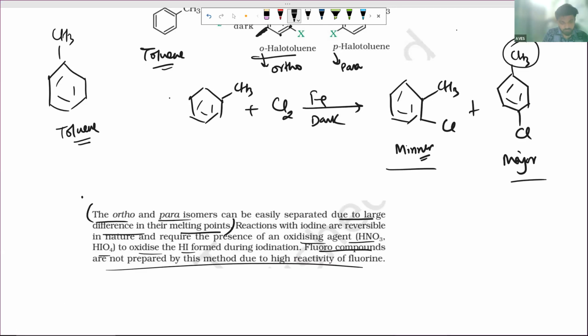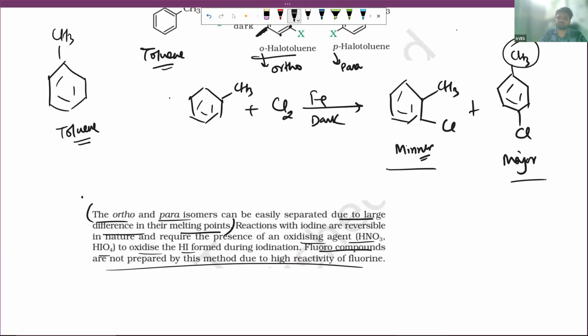Yes. Done? Got it? Yes. Next one is Sandmeyer reactions. This is also important, but there we will need benzenediazonium salt here.